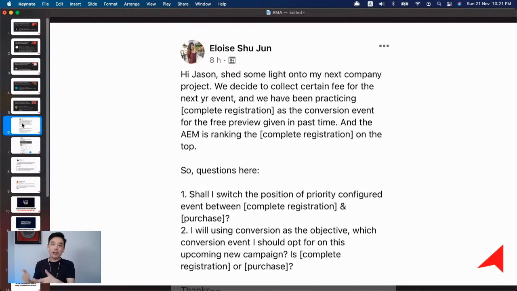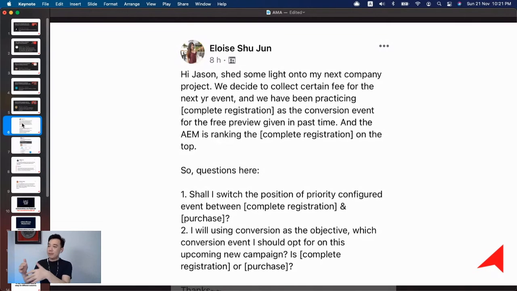But that would not affect the outcome when you're running ads. It will not be like, oh, complete registration is number one instead of purchase. When you're running a conversion campaign optimizing for purchase, they will be looking for people who are into adding to cart or registration. So it's not that way. This is just the arrangement.